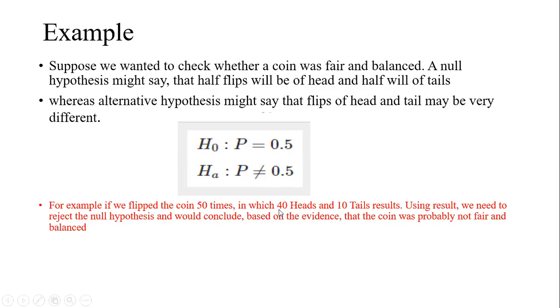So you can see here also, in 50 times he has obtained heads 40 times and tails 10. So it is different, not half. If you want to take half, there should be 25 heads and 25 tails, right? So there is 40 heads and 10 tails. So that is how you are going to interpret your results.